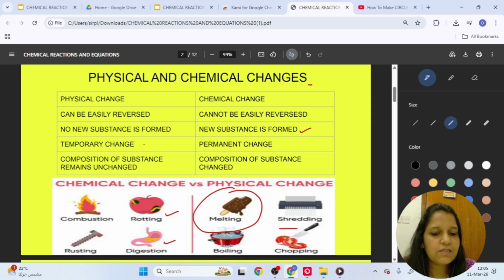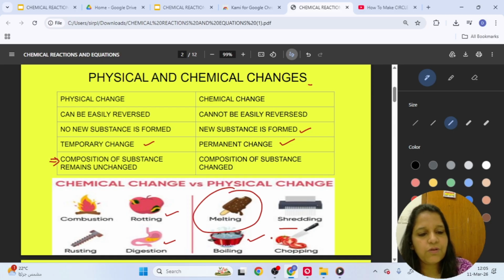The physical change is temporary, like boiling. Water can be boiled and the vapors can be converted back into the water on condensation. So physical changes are temporary changes, whereas chemical changes are permanent changes. The composition of any substance in the case of physical change will remain unchanged.